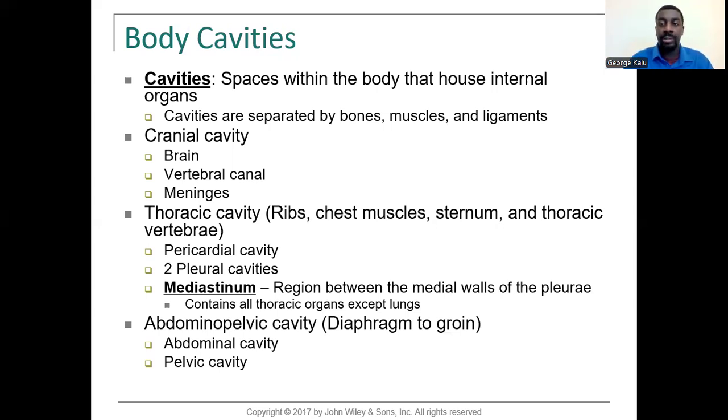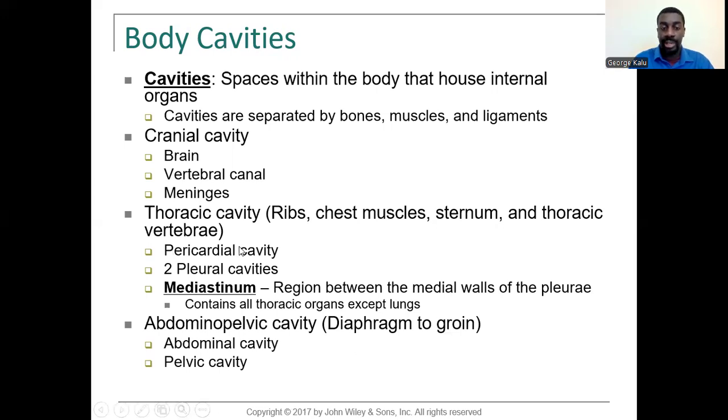So that's one thing to make sure we keep clear. The second cavity that we have is the thoracic cavity. The thoracic cavity holds the ribs, the chest muscles, the sternum, and the thoracic vertebrae. Okay? And so within that thoracic cavity, we have two other cavities.